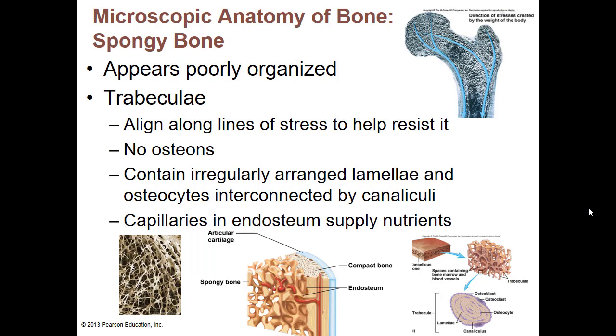Your spongy bone on the very end, because I know I'm almost done. It looks poorly organized. There doesn't look to be any organization whatsoever. However, there is some organization. A lot of the rods of the spongy bone do run in some of the same direction. And it's usually the direction where there's lots of force, where you're putting lots of weight on bone. Some of the rods of the spongy bone do run along the lines of force, the lines of stress. There are no osteons. There's no things that look like tree rings. They just look like irregularly arranged structures in there.